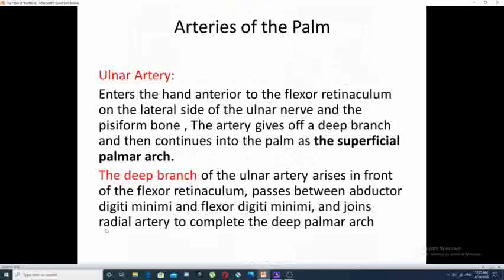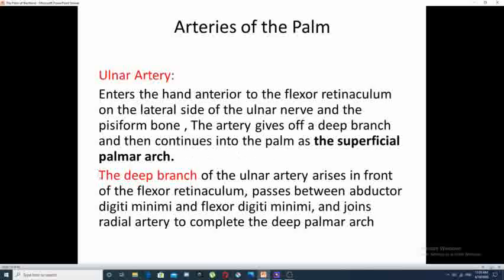Arteries that lie within the palm of the hand. There are 2 main arteries. One is called the ulnar artery. It enters the hand anterior to the flexor retinaculum, on the lateral side of the ulnar nerve and pisiform bone. The artery gives off a deep branch and then continues into the palm as the superficial palmar arch.